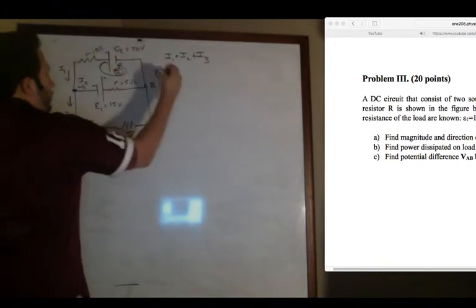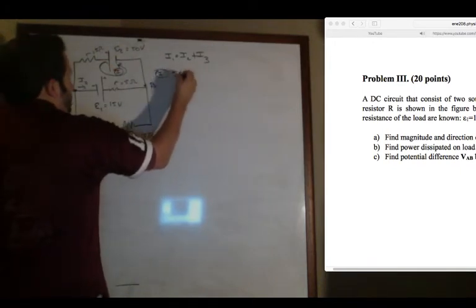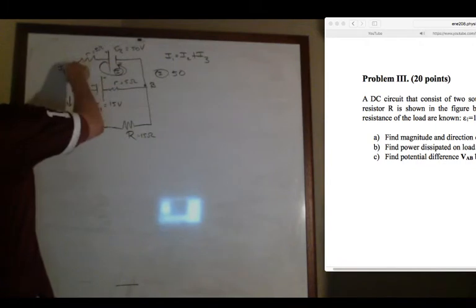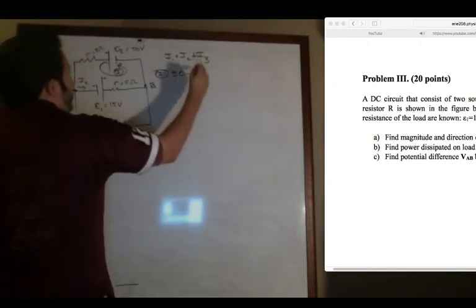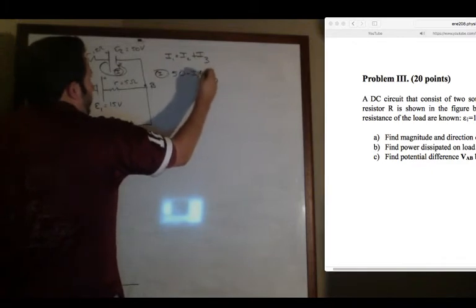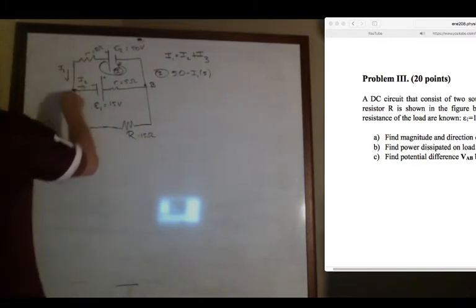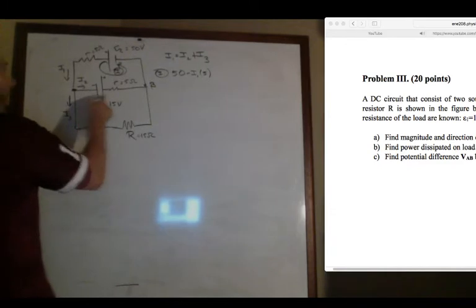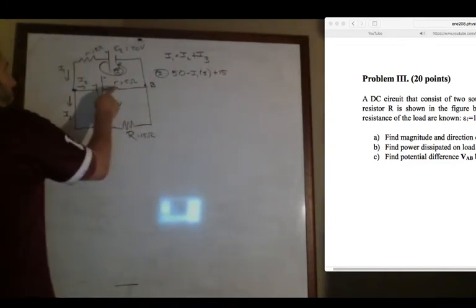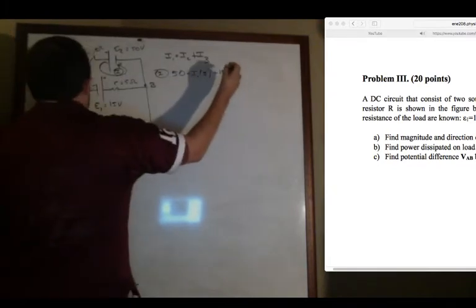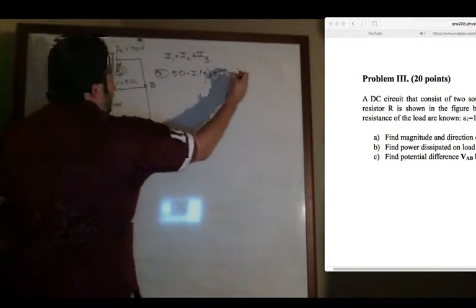I'm going to start off with my voltage E2, which is going to be 50. Then I'm going to lose voltage through this little resistor. So this is going to be minus I1 times that R of 5 ohms. Then I'm going to gain voltage through this battery. It's going to be plus 15. Then I'm going to lose voltage through this resistor. So it'll be minus I2 times 5. And we know the sum of any enclosed loop is going to be 0.